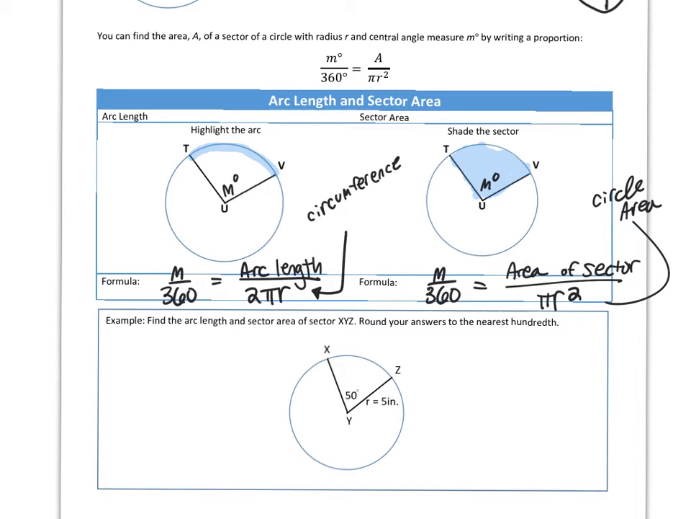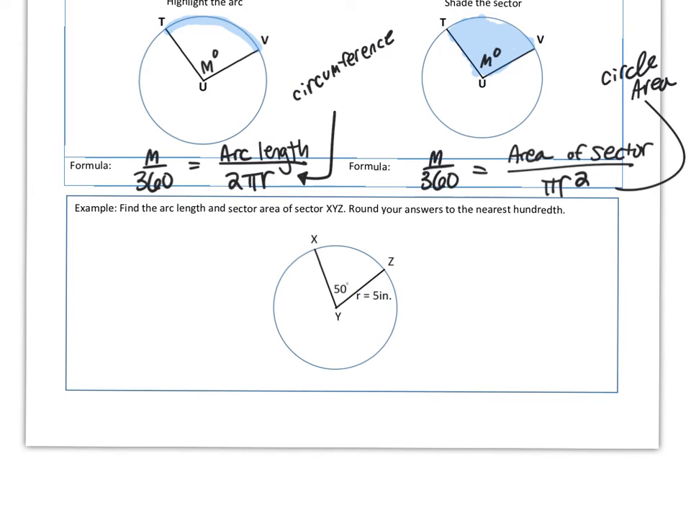And we really don't need to memorize anything here. We already know circumference and we already know area. So now we're just comparing the total area to the area of the sector by seeing how that's related to the measure of the central angle over 360 degrees. So let's do a really quick example here.